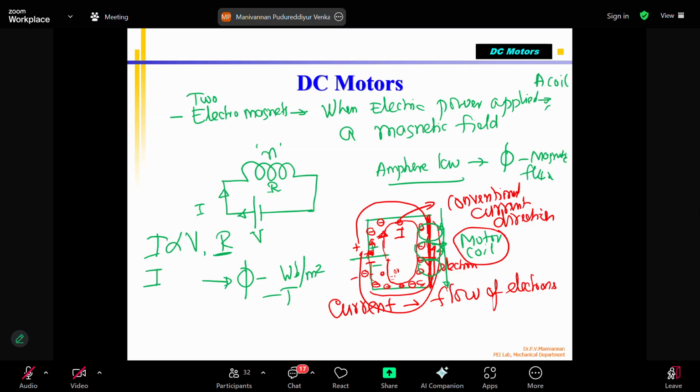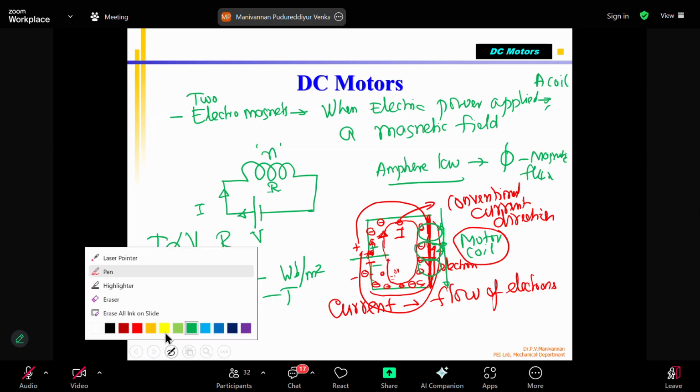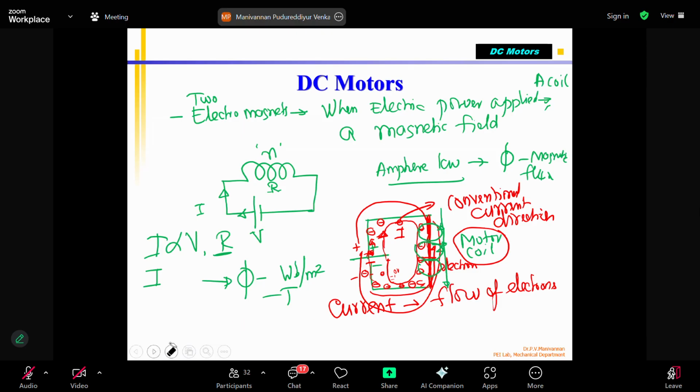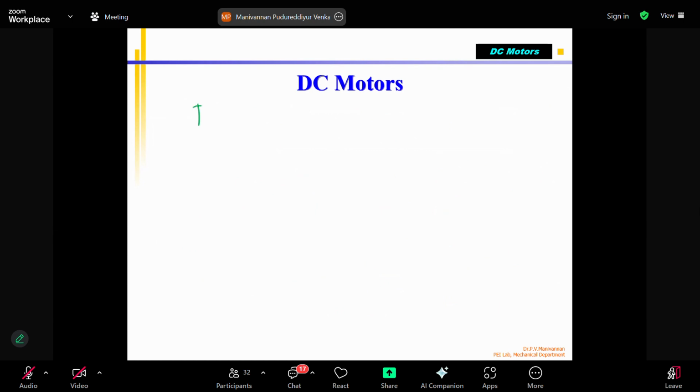Now, what we are talking about is one coil. So when we talk about a motor, I said it has two coils or two magnets. It has two electromagnets, which produce two magnetic fields. One magnetic field is called the field magnetic field, field magnet, which I say phi F. The other one is called the armature magnetic field or magnet, whatever we can say.